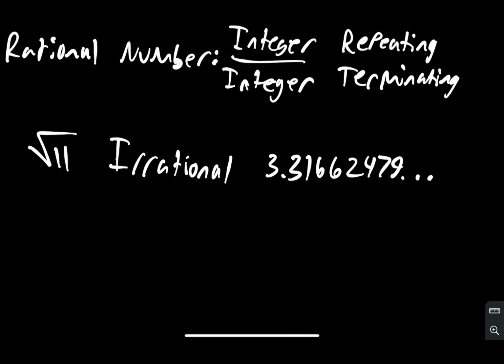Whenever you have a non-perfect square root, like the square root of 11, the square root of 12, 13, as long as you don't get a whole number out of it, it's going to go on forever. So therefore, the behavior behind the decimal places is going to be infinite. So that's your answer.